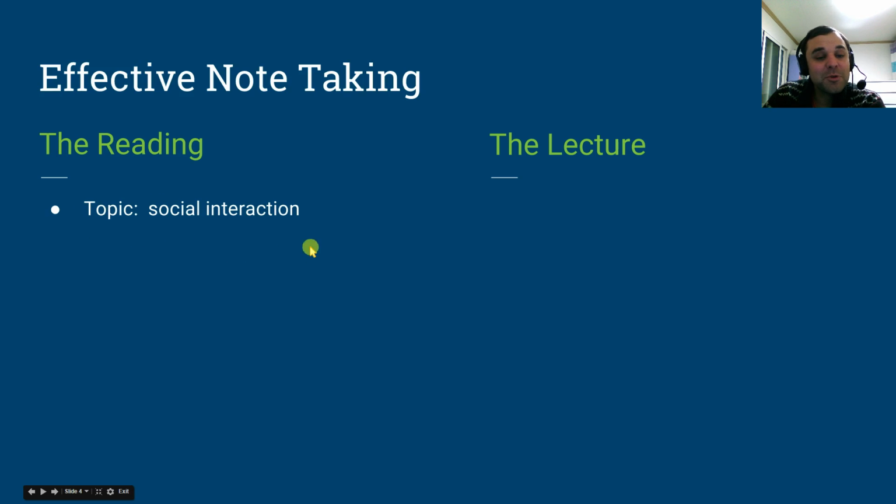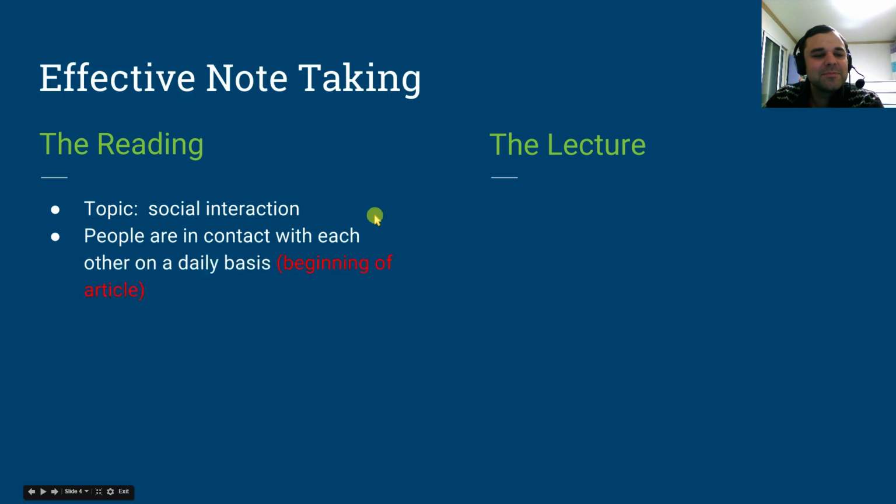The first note I took from the reading indeed was the topic, social interaction. That's a really easy note because it's usually just the title of the reading. The next thing I took was this note, this detail. People are in contact with each other on a daily basis. Now, I got this from the beginning of the article, from the beginning of the reading. Indeed, this was contained right in the first sentence. You should do the same. Take a note from the first sentence. Don't copy it directly, paraphrase it, use your own words, but get it from the first sentence, okay?